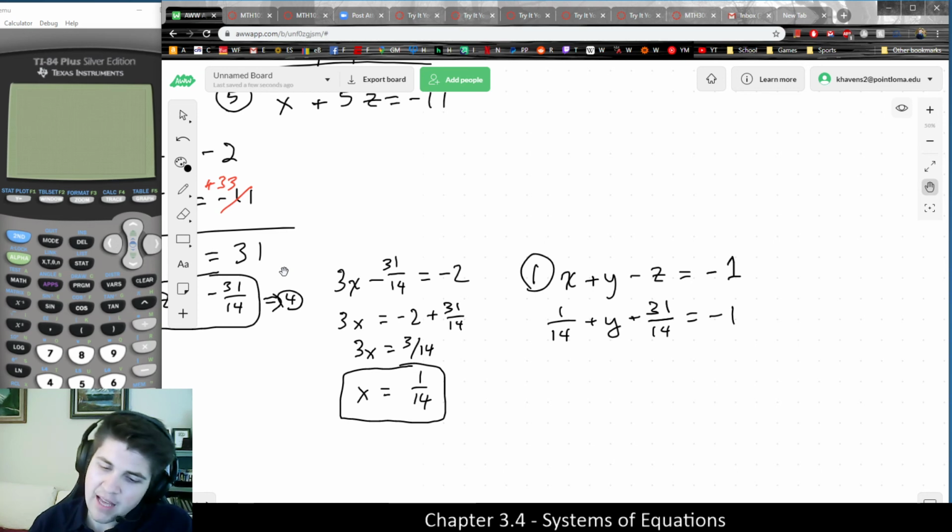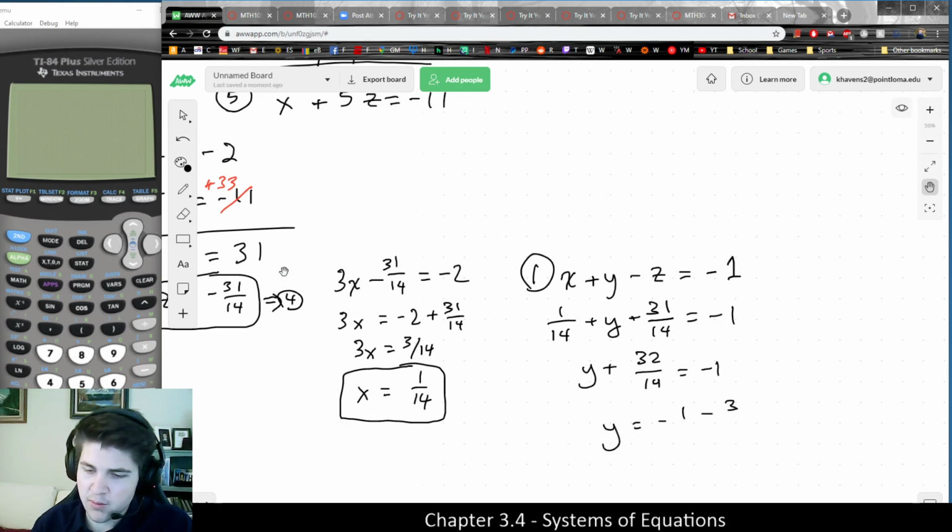But now, basically, I have y. I could combine the two fractions. 32 over 14 is equal to minus 1. And then I could subtract the 32 over 14 from both sides. And to now add those two things together, 1 would be equal to 14 over 14 with the common denominator. So I would have negative 14 minus 32, which should be negative 46 over 14, assuming I did not mess up my math.